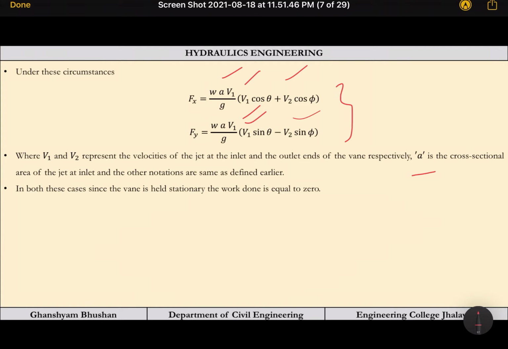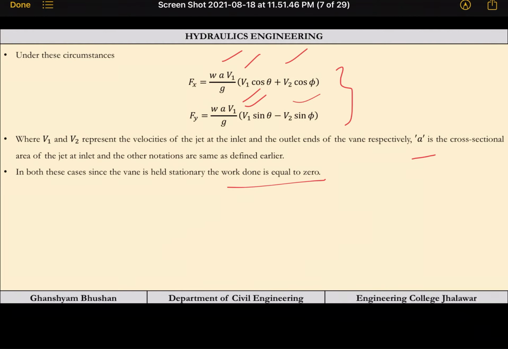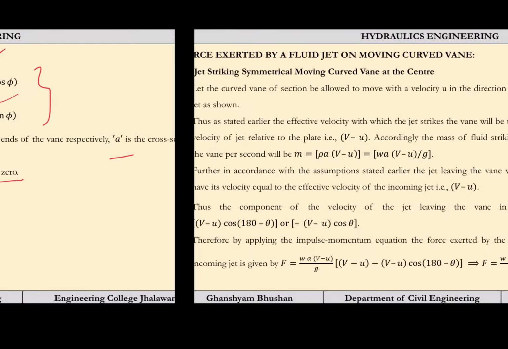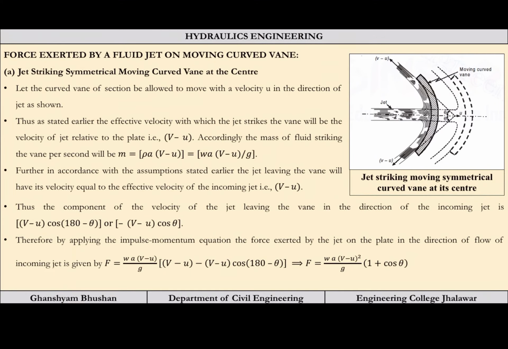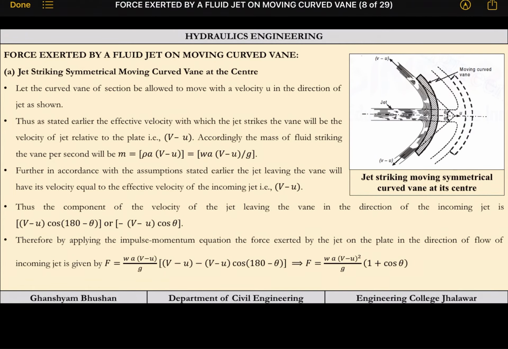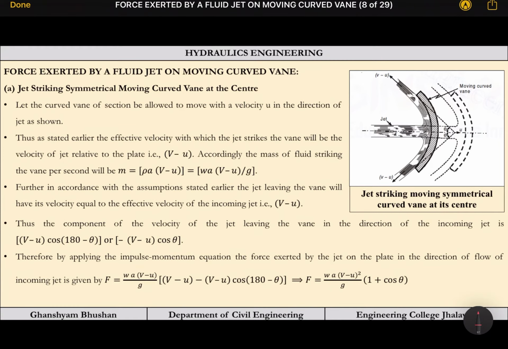In both these cases, since the vane is held stationary, the work done will be 0 because there is no displacement due to this movement of the jet. Now, force exerted by a fluid jet on a moving curved vane. What is going to happen? This plate is moving with velocity u, and it is being hit by the jet striking a symmetrical moving curved vane at the center. Everything will be the same; only the effective velocity will be v minus u. So wherever v was there in the previous case, you can easily replace it with v minus u.